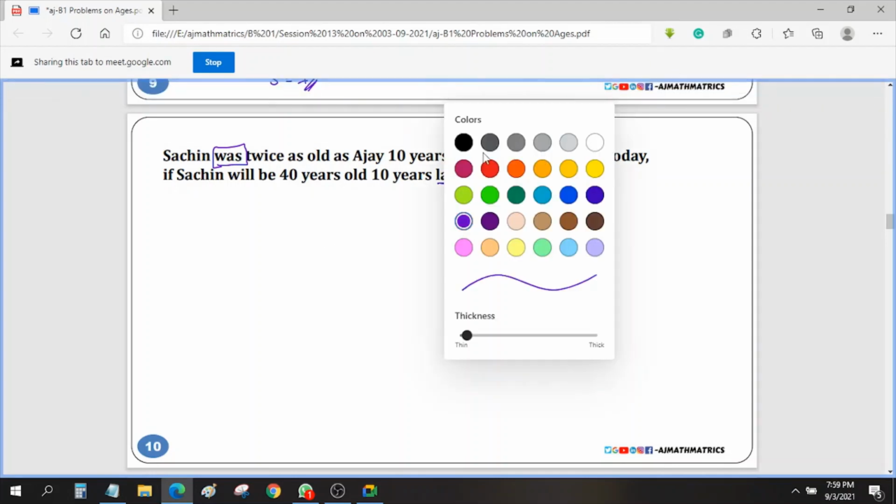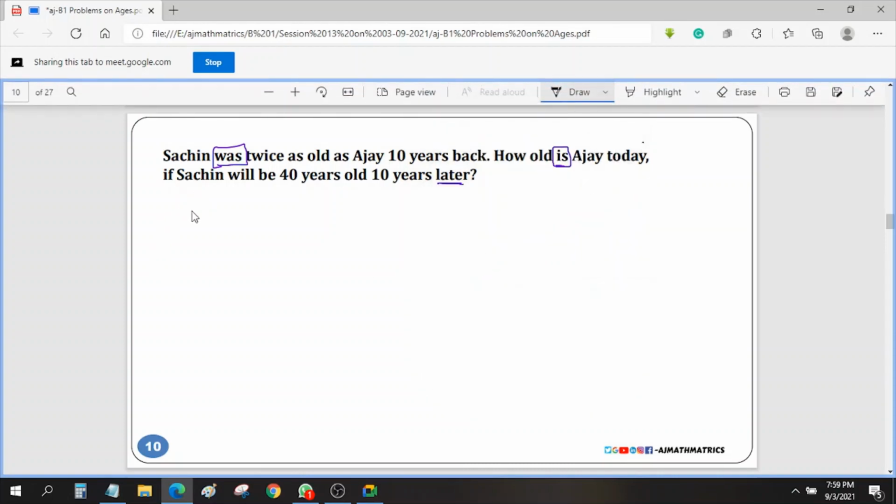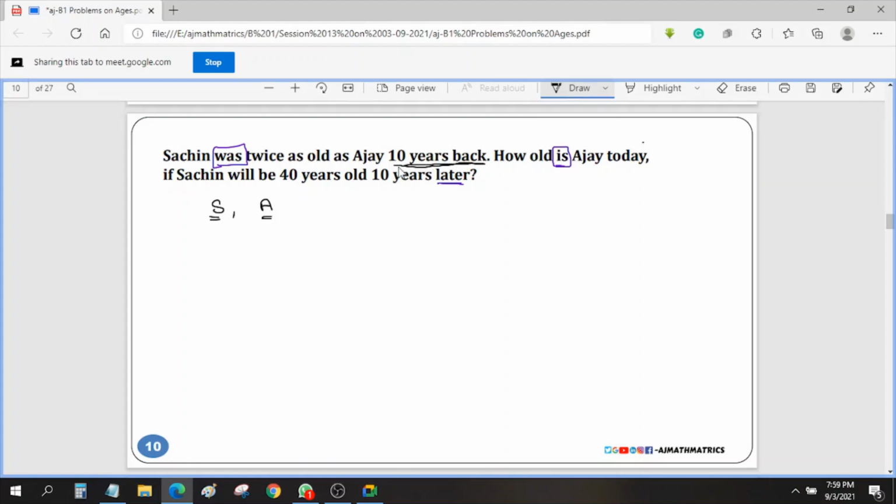Okay, now I'll take you to the question. I'm not going to write present age of Sachin is S, present age of Ajay is A, because it is a time waste and you understand anyhow. Sachin was twice as old as Ajay 10 years back. Now S is Sachin present age I am assuming, A is Ajay present age I am assuming. Now was means what? It is representing past tense and how many years past? 10 years past.